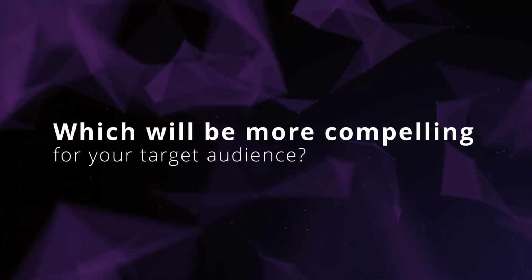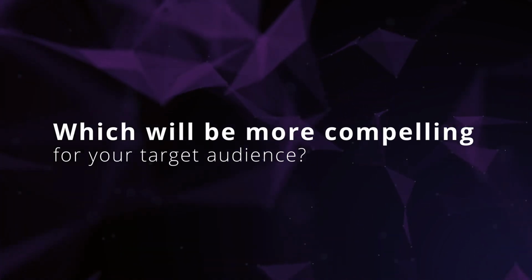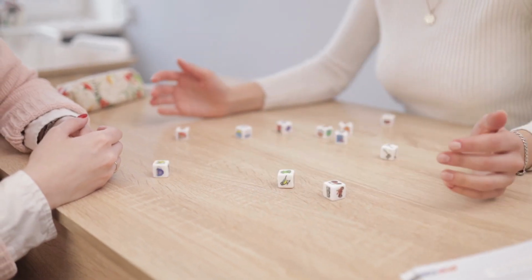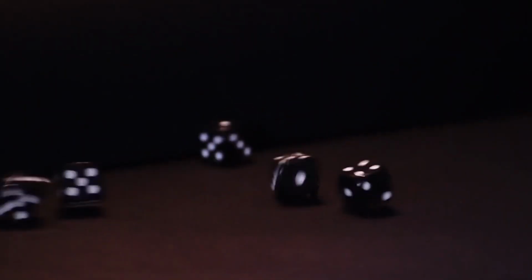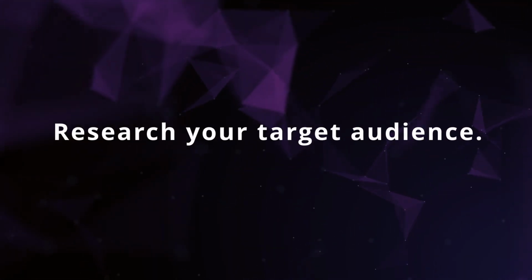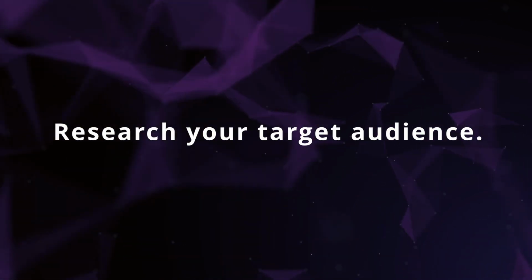And like I said before, think about whether 3D objects or 2D UI is going to be more compelling for your target audience. If we did our research on our tabletop RPG fan base, we would know that they really love their dice. As a real-life tabletop RPG gamer, I can attest to this. As dice junkies, we prefer to roll our dice physically, which means 2D UI dice rolling would not be as compelling. Researching and understanding your target audience is very important to help you decide which direction to go with your interactions.